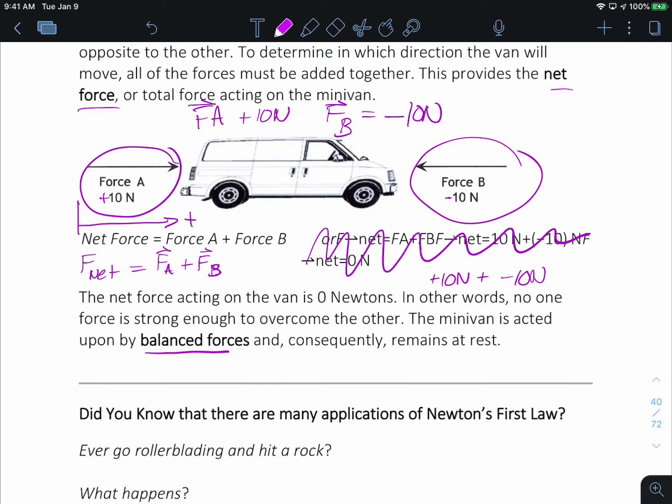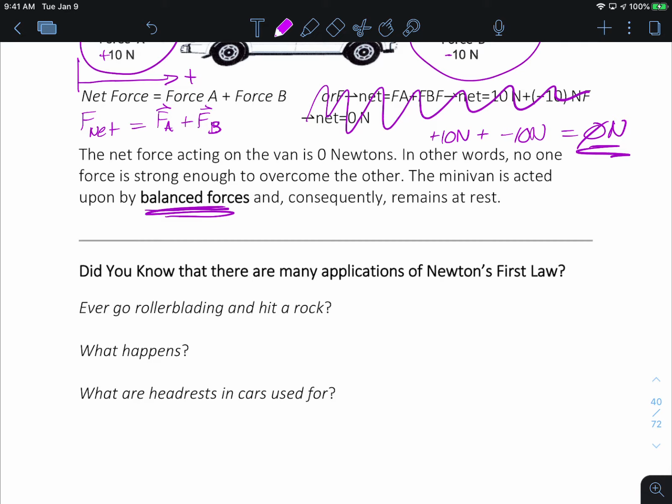Now let's think about some applications of Newton's first law. Did you ever go rollerblading and hit a rock? Rollerblading, skateboarding, biking, any of these sorts of activities. And if you hit a rock, then something usually happens.